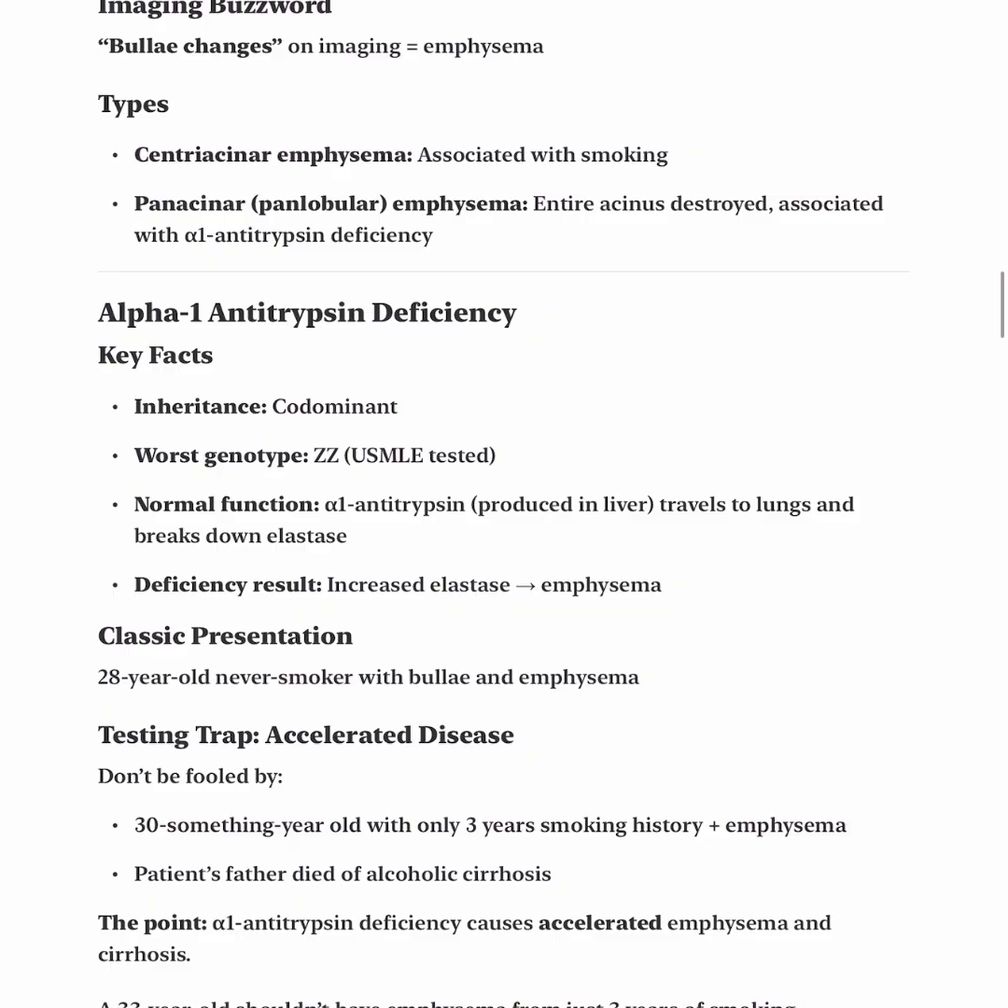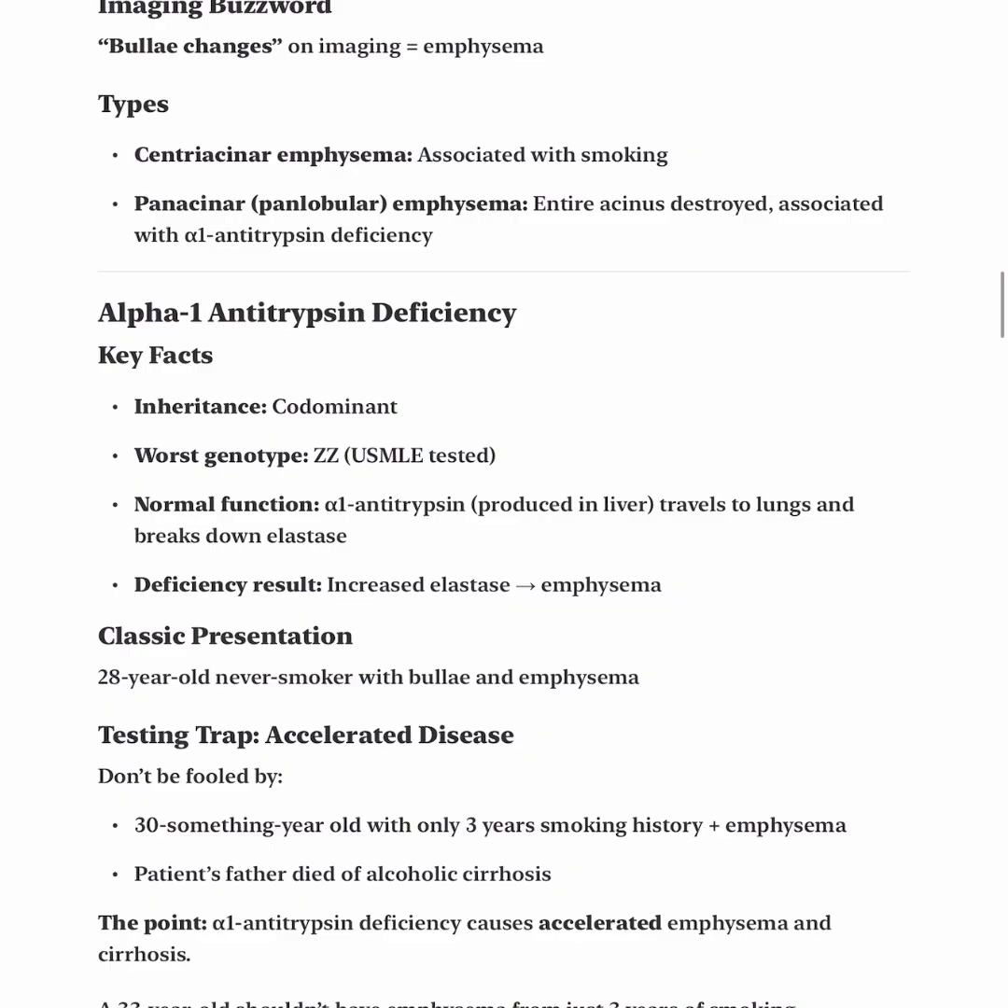It's important to know that alpha-1 antitrypsin, normally produced in the liver, travels to the lungs and breaks down elastase. A deficiency in alpha-1 antitrypsin results in increased elastase, which results in emphysema. Now, the classic presentation that you will see is a 20-something never smoker with bullous emphysema.